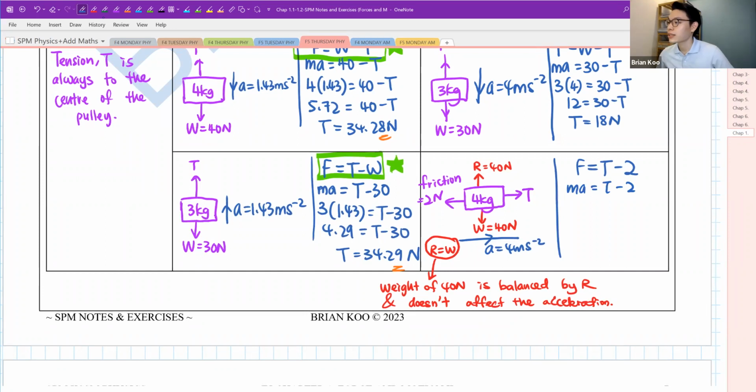What is the mass of this 4 kg? How fast is this 4 kg moving? 4 meters per second squared.